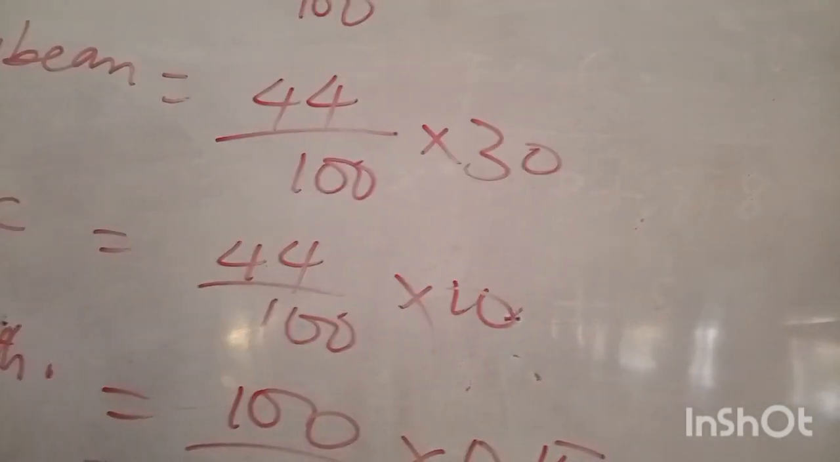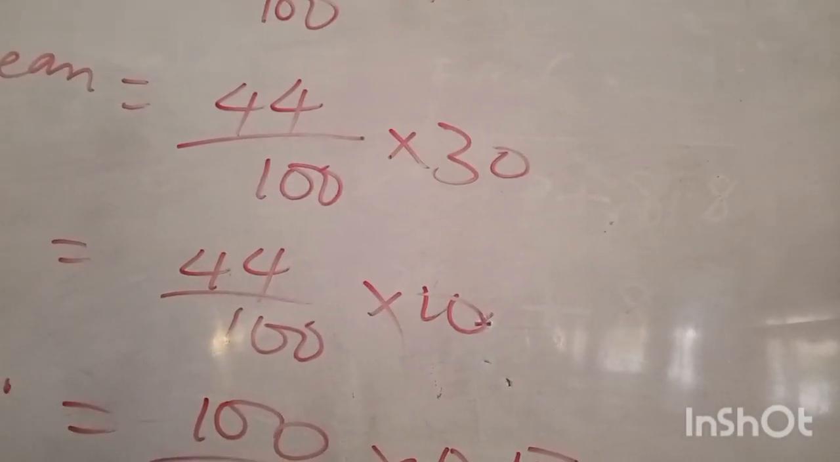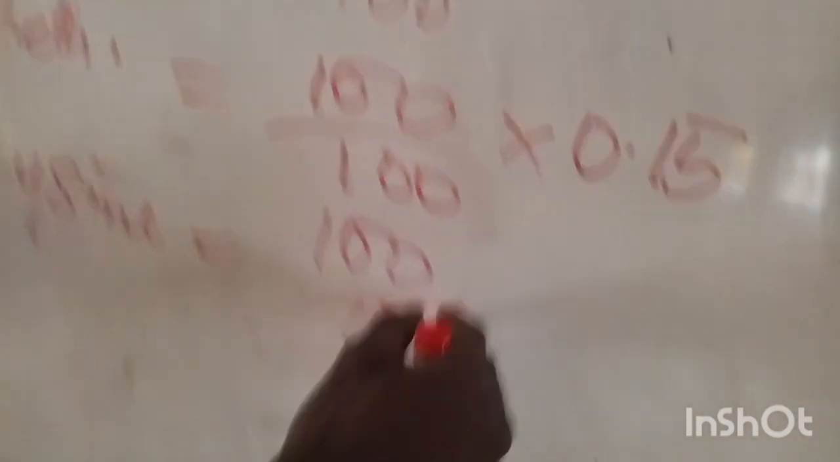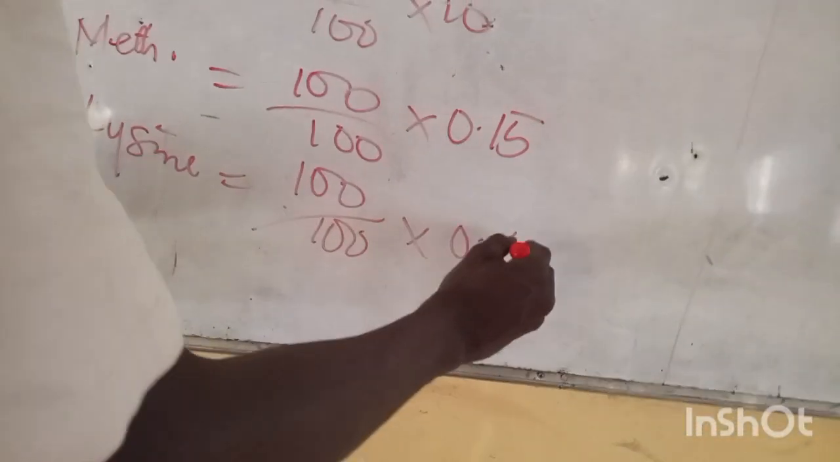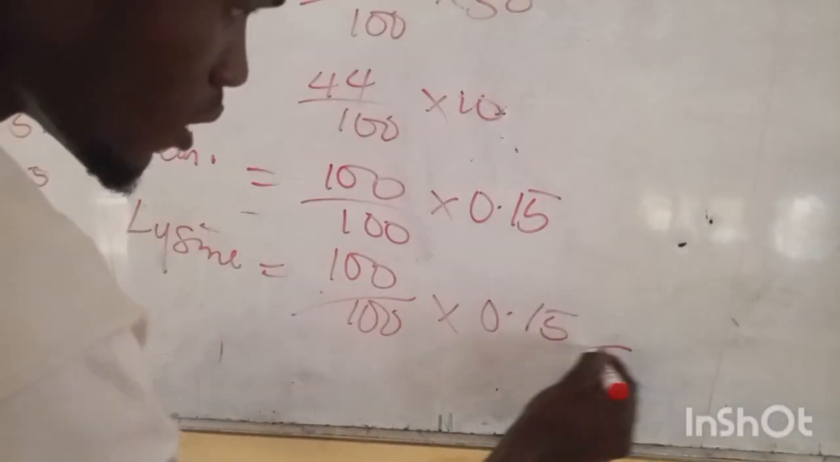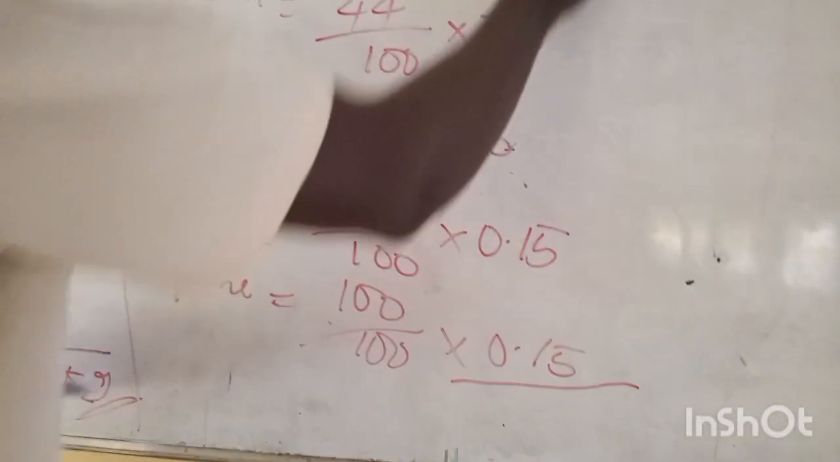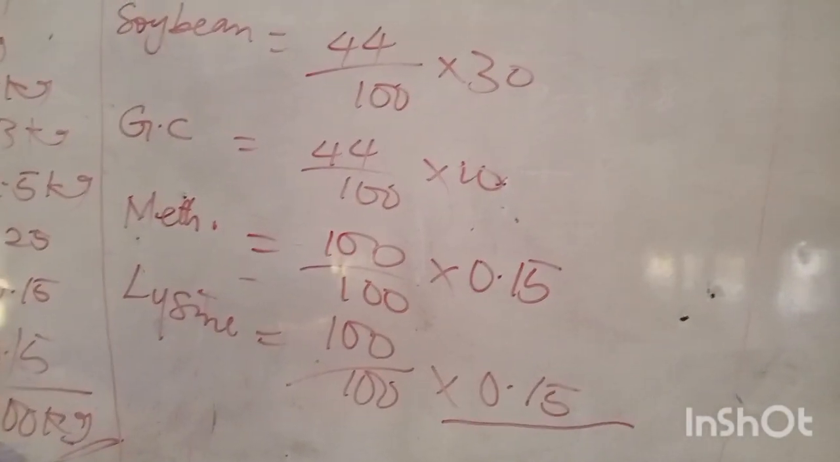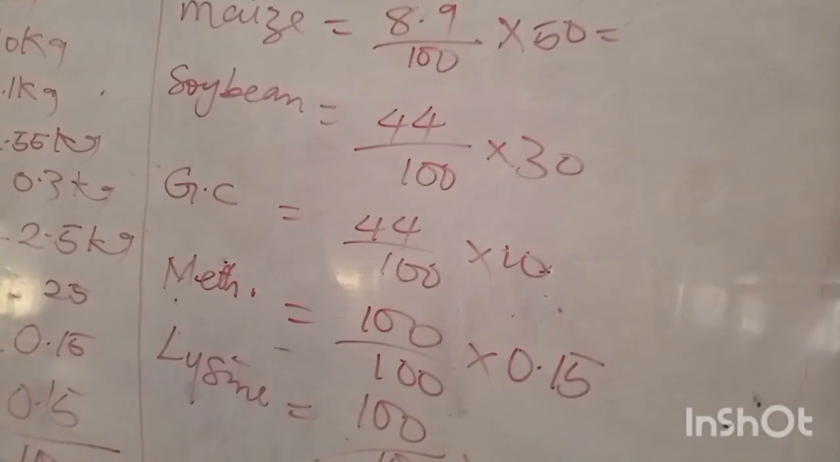So we go for what? The lysine. And lysine is also 100. 100 divided by 100 times 0.15. Now, the next thing we are going to do is to calculate everything here together to see if our CP is the same thing. So let me go for my calculator and see.